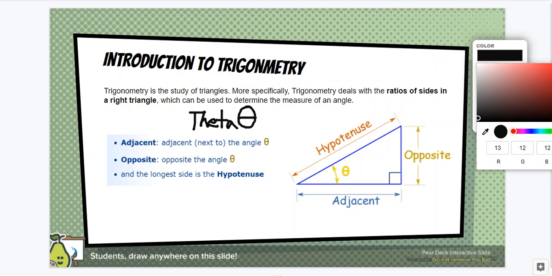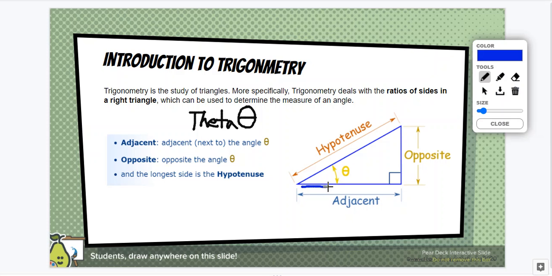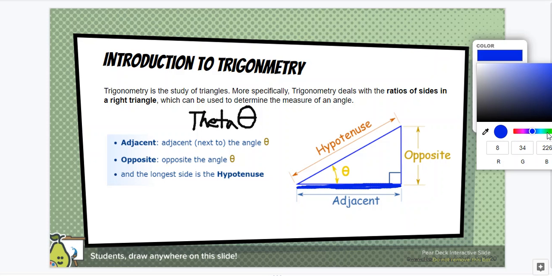Okay, then we have adjacent angles and opposite angles. An adjacent angle is when I look at theta, in this case it's at the angle here to the left, the adjacent side is always next to theta. It's the next door neighbor of theta. This is the adjacent side, okay? The non-hypotenuse adjacent side.